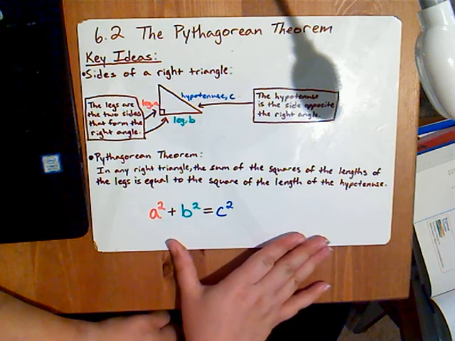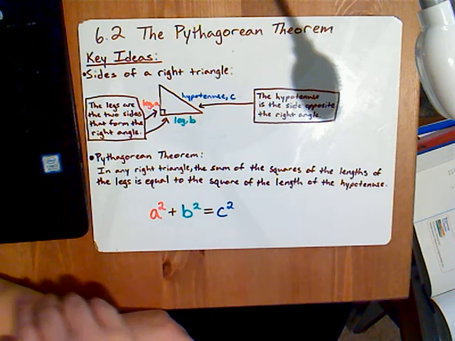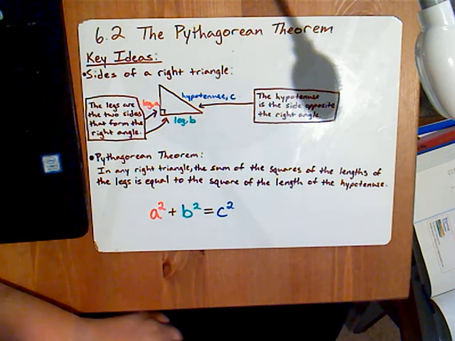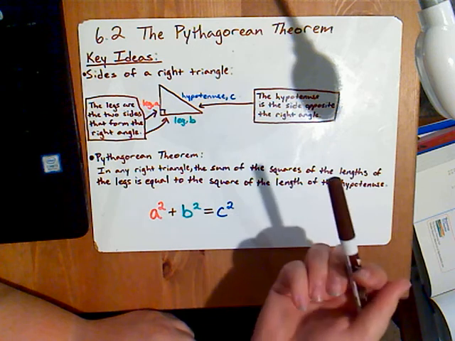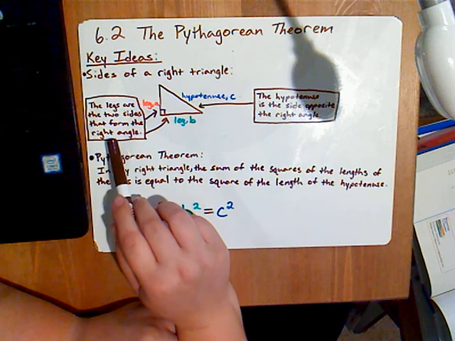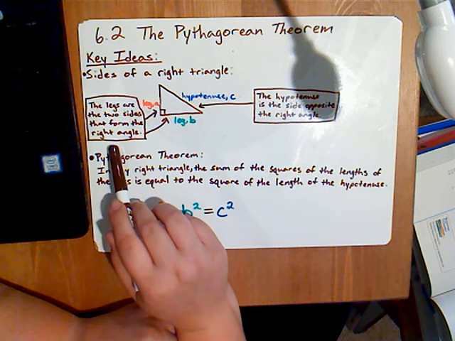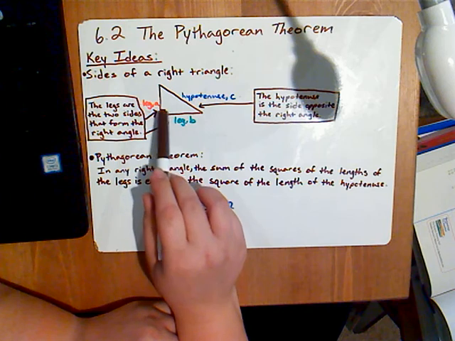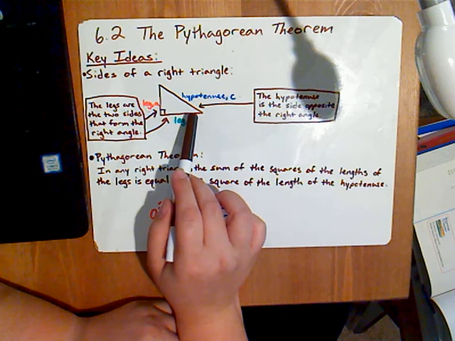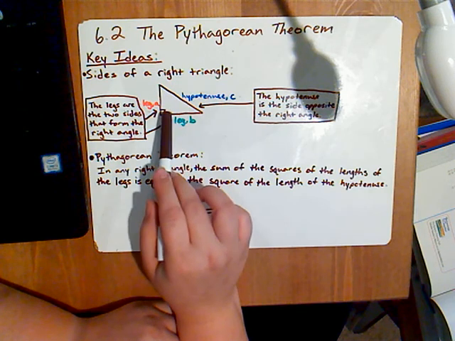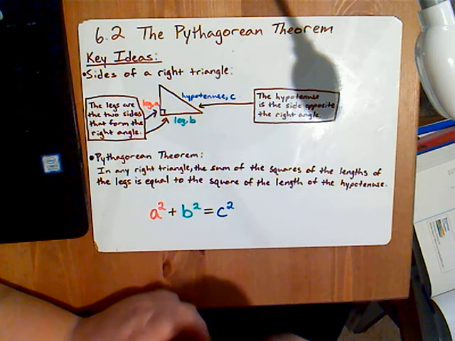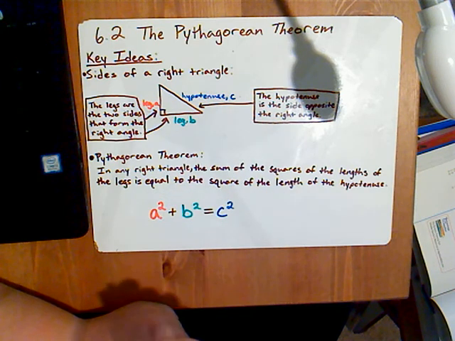So the key ideas that you're going to need for this lesson are going to talk about the sides of a right triangle. The sides of a right triangle have special names. You have two legs, and these legs are the two sides that form a right angle. A right triangle is going to have a right angle represented by that little box there in the corner. Then the long side that is across, opposite of the right angle, is called the hypotenuse. The hypotenuse is the side of a right triangle that is opposite of the right angle.